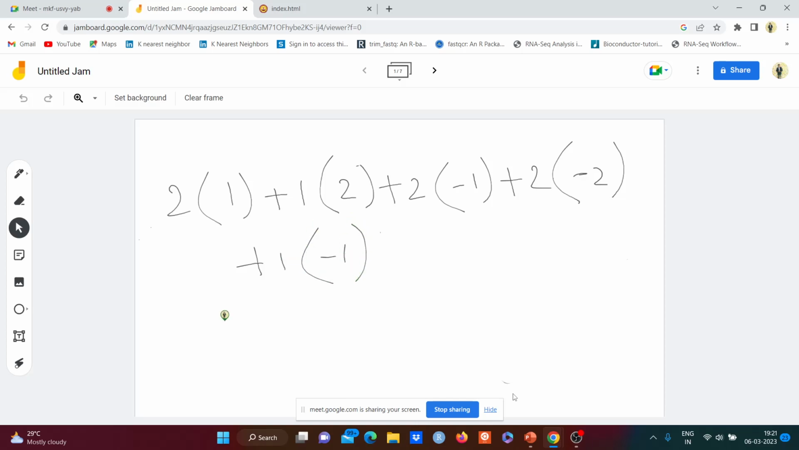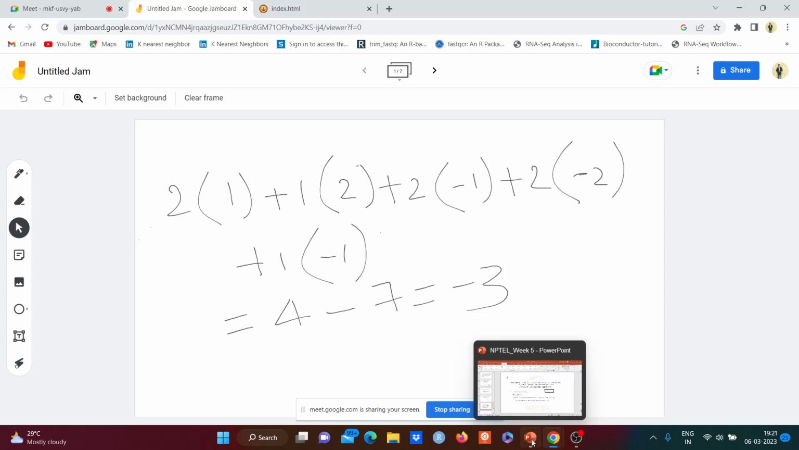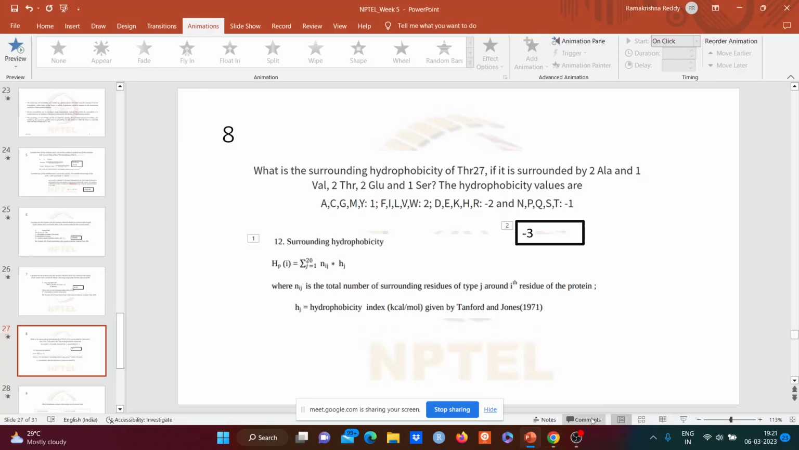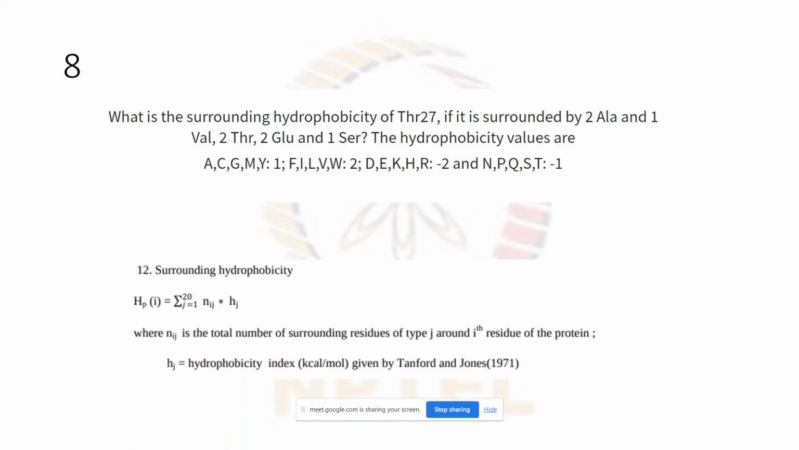And then we finally sum them up to have minus 4, 4 minus 7, that equals minus 3. So the answer is minus 3.